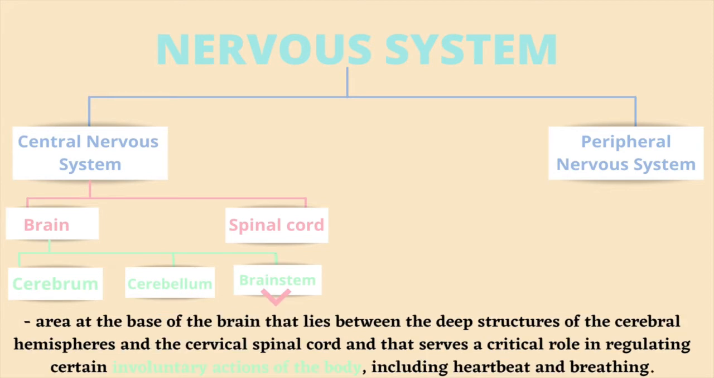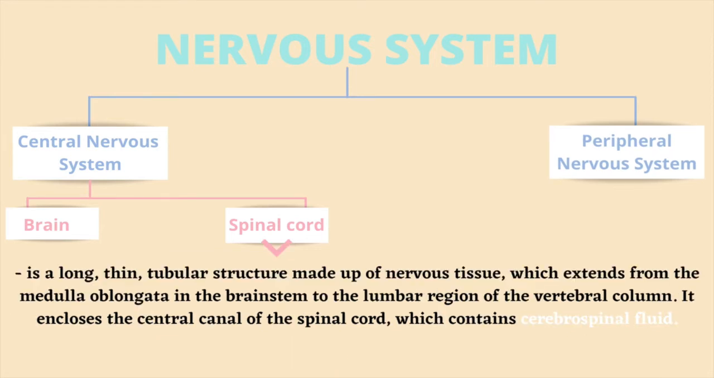While the brain stem is the area at the base of the brain that lies between the deep structures of the cerebral hemispheres and the cervical spinal cord, and it serves a critical role in regulating certain involuntary actions of the body, including heartbeat and breathing. It also acts as a relay center connecting the cerebrum and cerebellum to the spinal cord. It performs many automatic functions such as breathing, heart rate, body temperature, wake and sleep cycles.